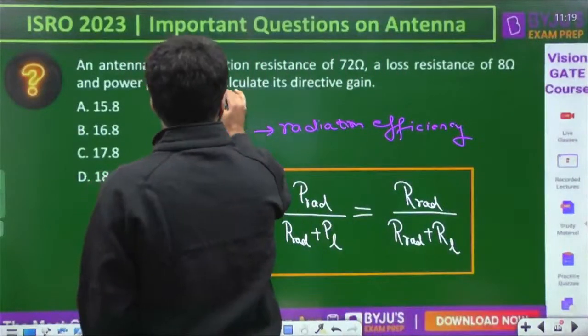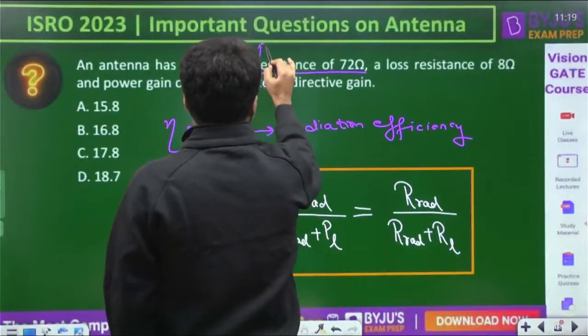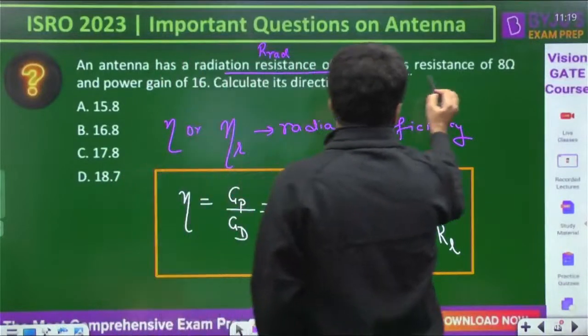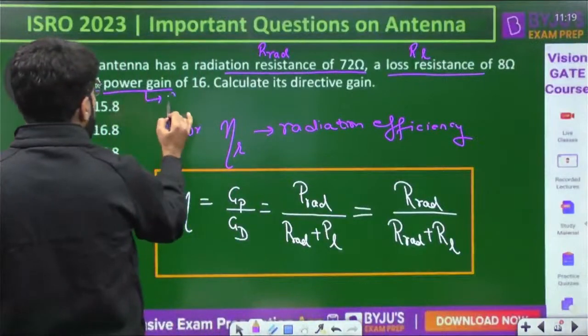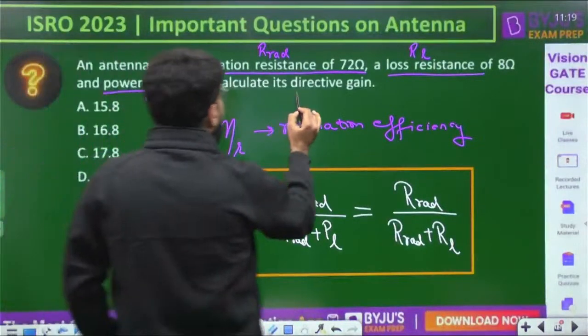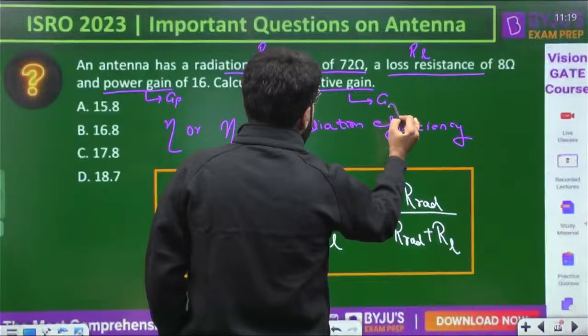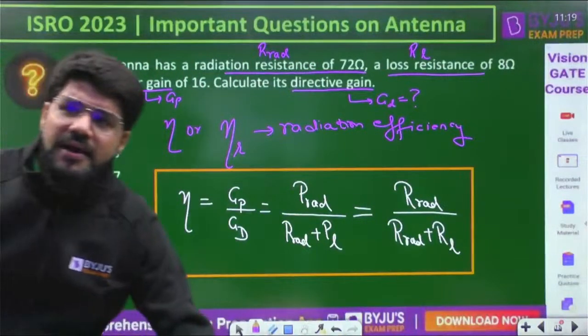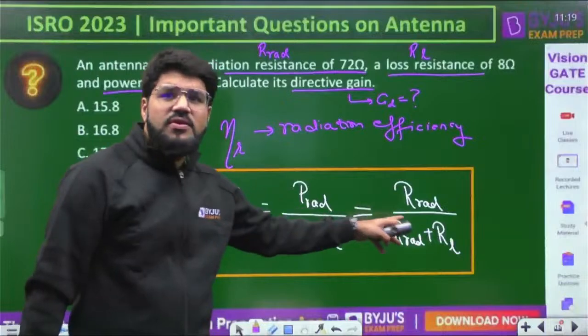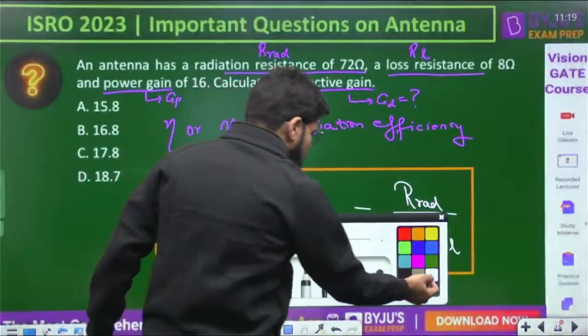Okay. Radiation resistance is given. So one thing that is given is R rad. Loss resistance, that is what I'm telling you, RL. Power gain is given. That power gain here is coming up as GP. You need to calculate the power gain, directive gain, that is the GD. Clear? These are the different terms. Okay, so we can just compare. Efficiency is not given, we can just compare these two terms and get hold of the answer.